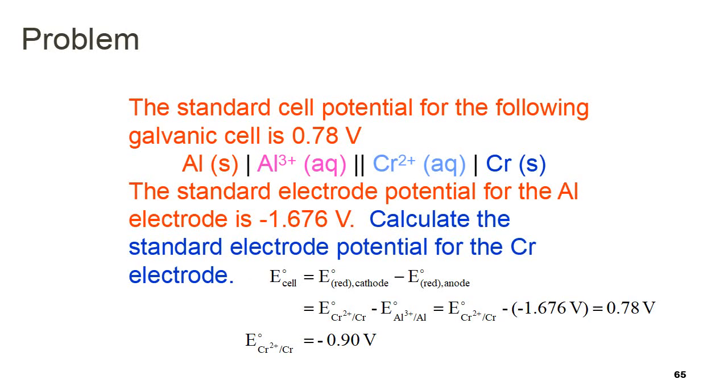Here is a problem for you to try. You are given that the standard cell potential for the following galvanic cell is 0.78 volts. The standard electrode potential for the aluminium electrode is minus 1.676 volts. Calculate the standard electrode potential for the chromium electrode. You should get your answer as minus 0.90 volts.